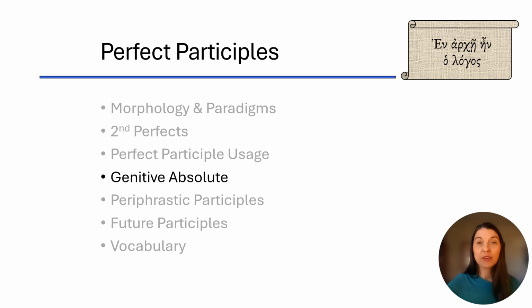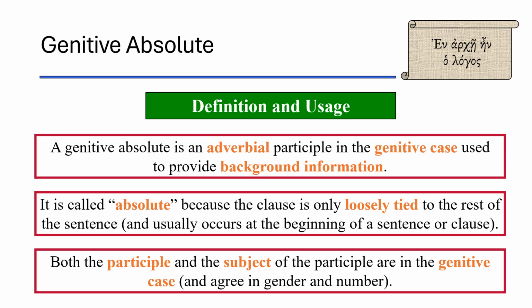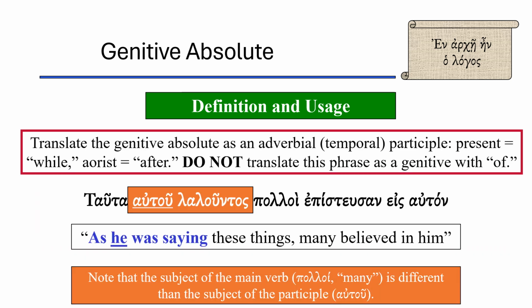Now a quick mention about a specific adverbial participle usage, the genitive absolute. A genitive absolute is an adverbial participle in the genitive case that's used to provide some background information in the sentence. It's called an absolute because the clause is only loosely tied to the rest of the sentence, and it usually begins at the beginning of a sentence or clause. Both the participle and the subject of the participle are in the genitive case, and they agree in gender and number. You want to translate a genitive absolute as an adverbial participle with a temporal nuance.